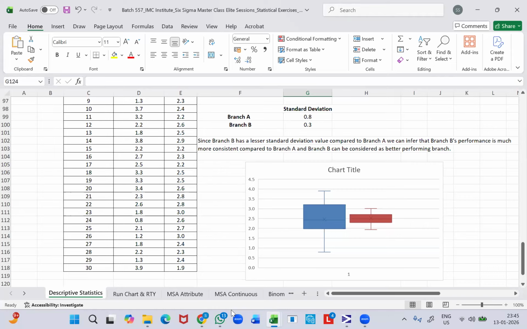On the other hand, if you observe the overall gauge R&R variation to be in excess of 10% and the reproducibility variation is significantly higher than the repeatability variation, then we need to infer that the problem lies with the appraisers. So we need to find out which appraiser is not handling the measuring equipment in a proper way, and we need to retrain that particular appraiser. And we also worked out an exercise pertaining to the continuous data measurement system.